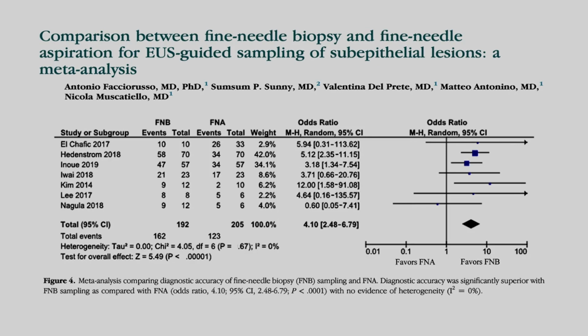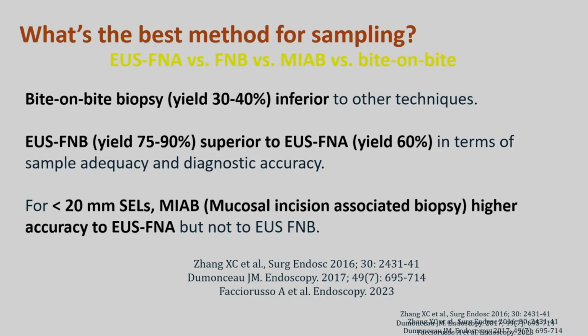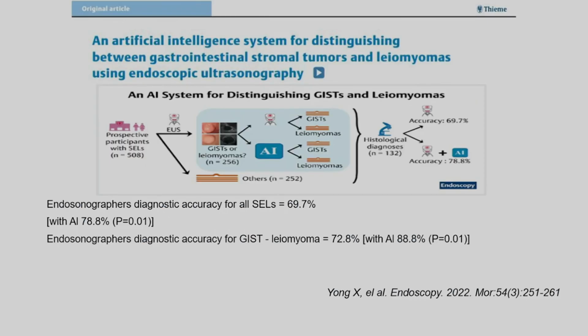This is a meta-analysis comparing FNA with FNB. The odds ratio was 4, in favor of FNB. So it has been established that FNB always gives you better tissue than FNA. Bite-on-bite for endoscopic biopsy is much inferior. The yield is less than 30 to 40%, but FNB has a yield of almost up to 90%. But lesions which are less than 20 millimeters are sometimes mobile and small, and there's not enough space for you to move the needle inside, so the yield can be less in them.